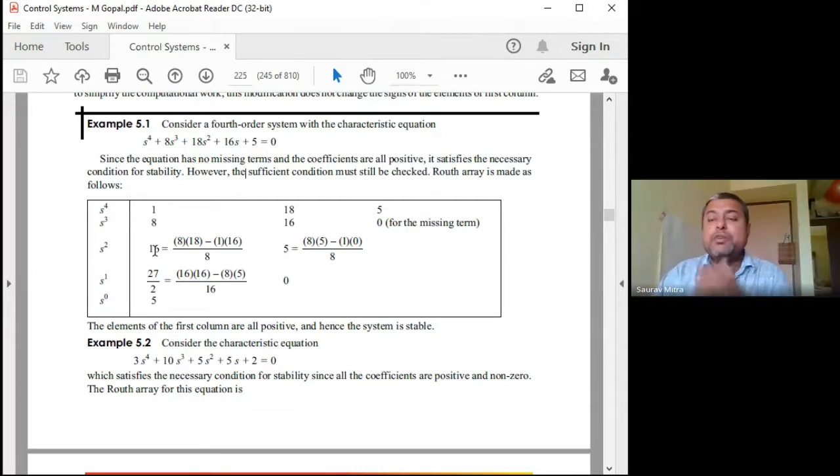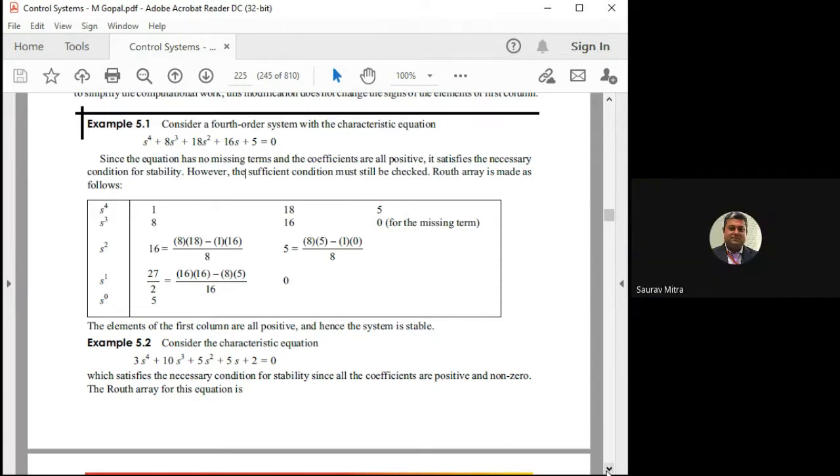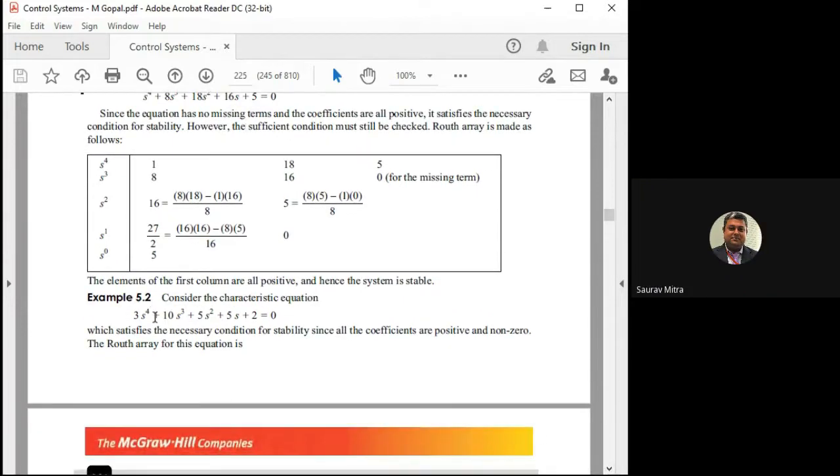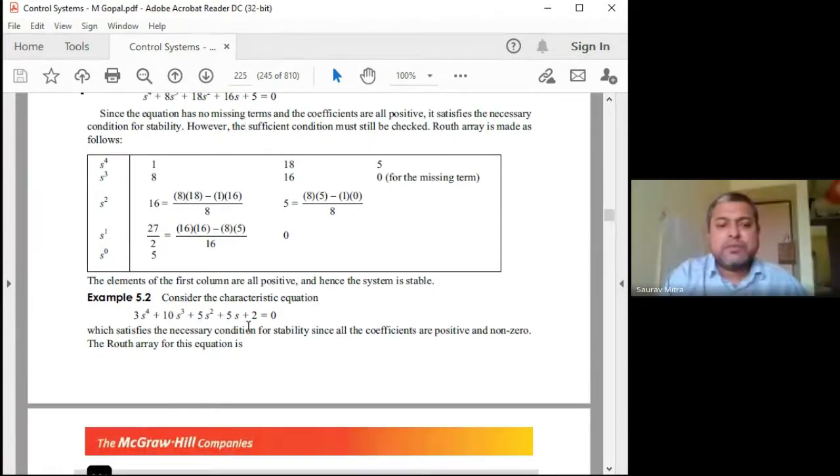And whenever there is a pole lying in the right hand side of the S-plane, it means the system is unstable. So this is the Routh-Hurwitz criterion. Consider the second characteristic equation. Here it is 3s^4 + 10s^3 + 5s^2 + 5s + 2.